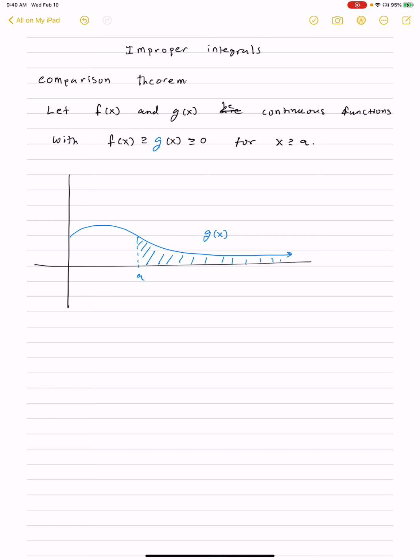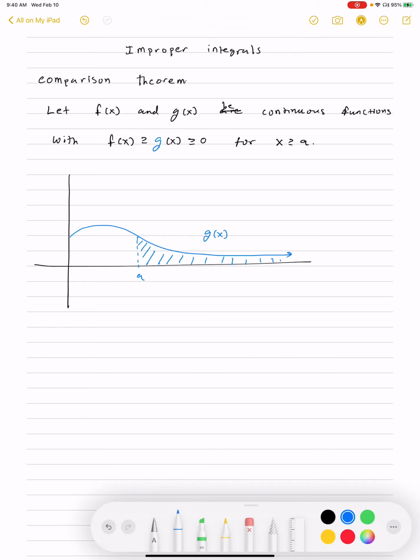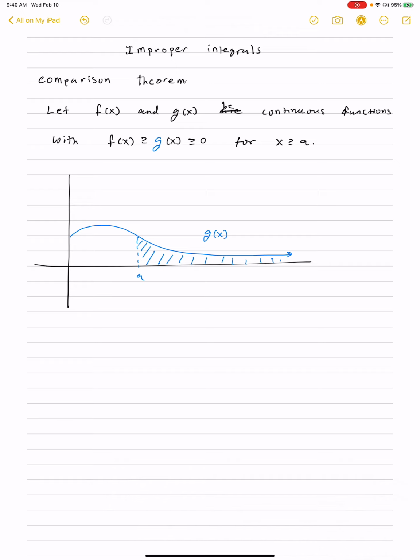Okay, now we'll have another function f of x. I'll do that in black. Here's going to be f of x. Here's its value at a. And the area here is all of that.